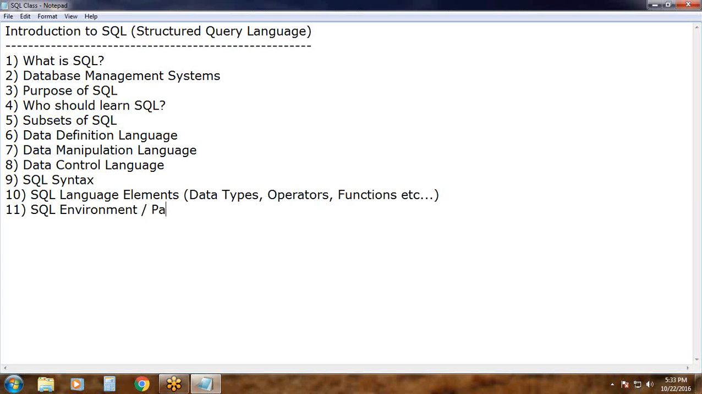See, practice SQL. Today is only a theoretical chapter. In future, I will provide practical chapters also. First, what is SQL?